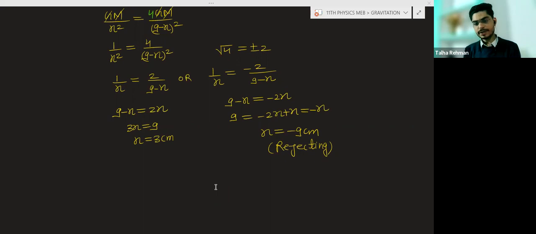Suppose if you are not getting anything, you can ask at that time. Because in physics there are many doubts for the students because mathematics is involved here.